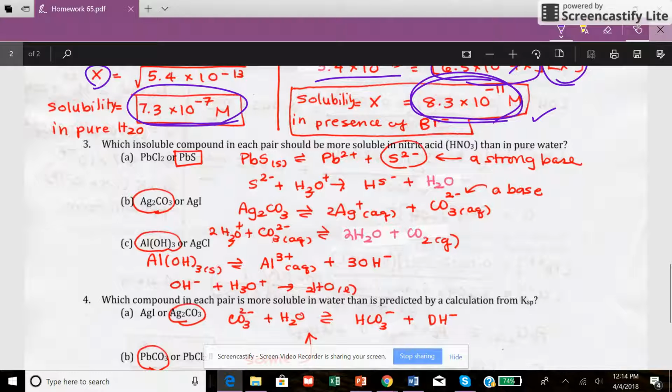Number 3, you want to look into which salt would dissolve better in nitric acid.